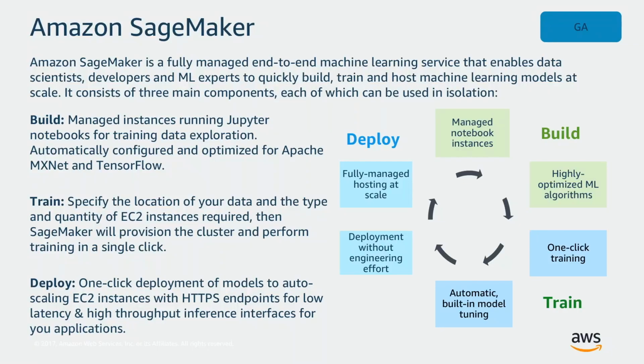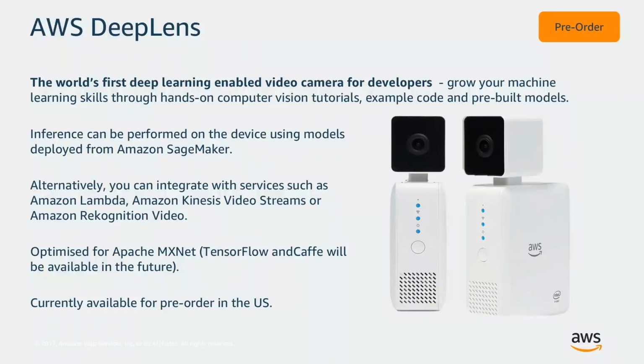When you want to deploy, all you need to do is pick an instance type and some simple thresholds. One click later, SageMaker will deploy your model across multiple availability zones, complete with auto-scaling and HTTPS endpoints. Finally, these three components can be used in isolation. If you want to build and train your models in SageMaker but deploy them elsewhere, you're completely free to do so. One of the devices that you can roll out SageMaker models to is AWS DeepLens, the world's first deep learning-enabled video camera for developers.